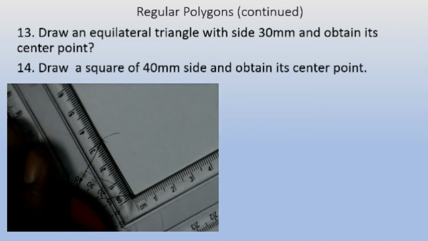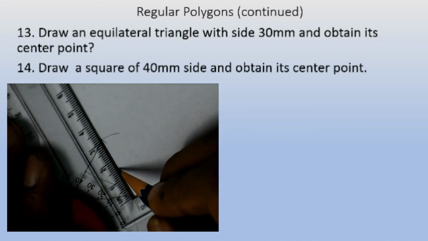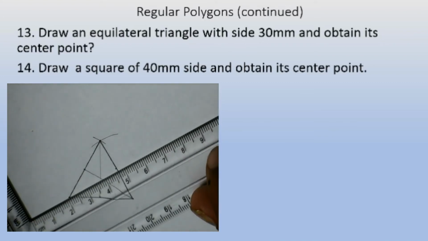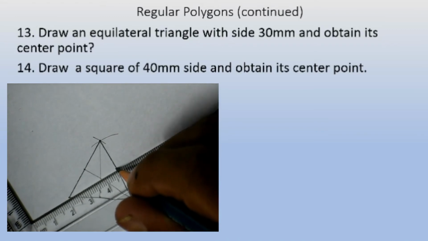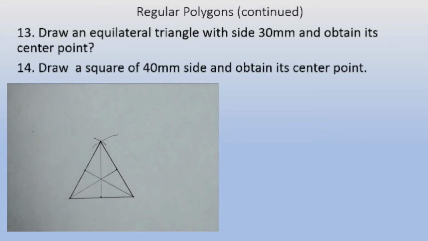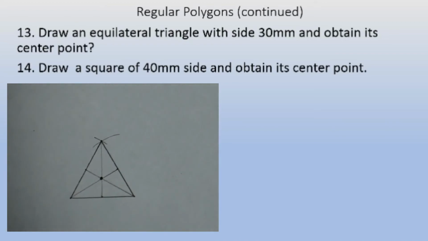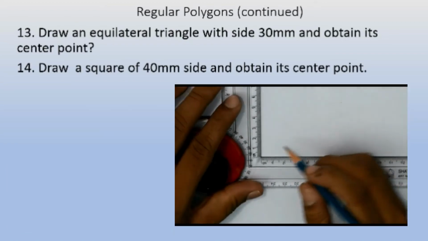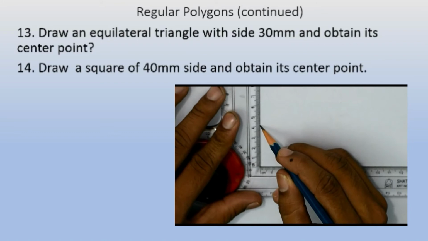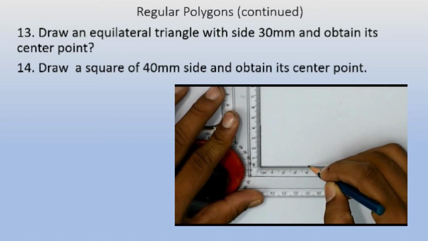From this line, we have to take 15 mm distance again, and we will join it to the opposite corner. You can observe a common point through which all these 3 lines are moving. That point is going to be our center point. This is very important for projection of solids and other sections. Please observe that carefully. If you haven't got it, go back and see that once again.